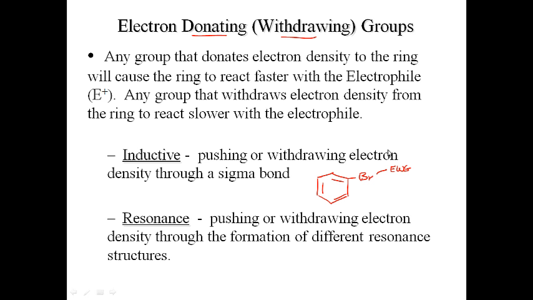Why? Well, because when you have a carbon-bromine bond, you've got a polar covalent bond. The bromine becomes delta minus, and then this carbon becomes slightly positive. So what have I done? I've withdrawn electron density from the ring through a sigma bond, basically through an electronegativity effect. How did the bromine become delta minus? Because it sucked some of the electron density out of the ring.